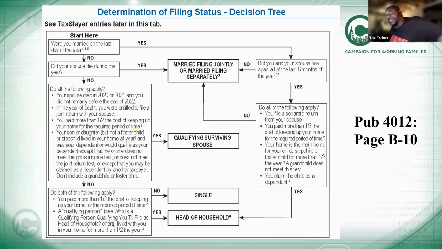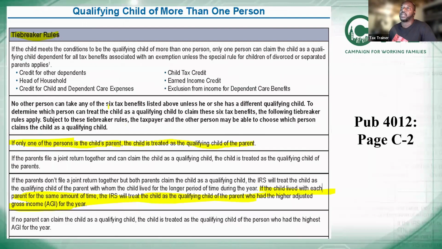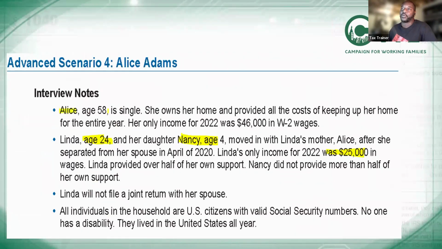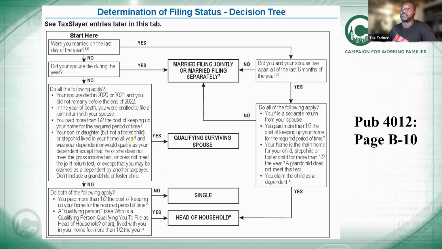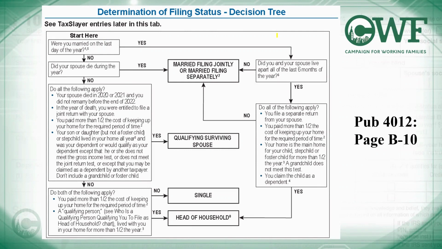So now let's think about filing statuses. What would Alice's filing status be, the mother, the grandmom? Head of household? Single, she doesn't have any dependents. She has to have dependents for it to be head of household. It would depend. If she claimed the grandchild, then she would be head of household. Let's talk about it, household without claiming her daughter.